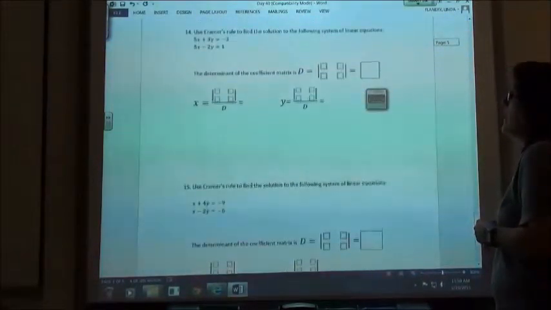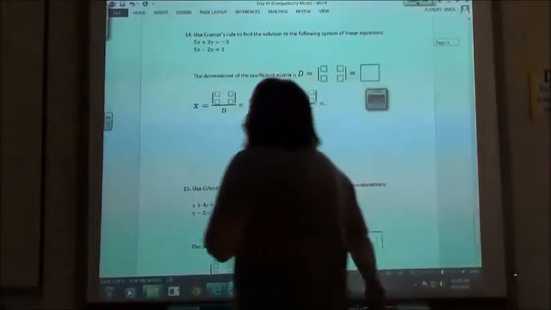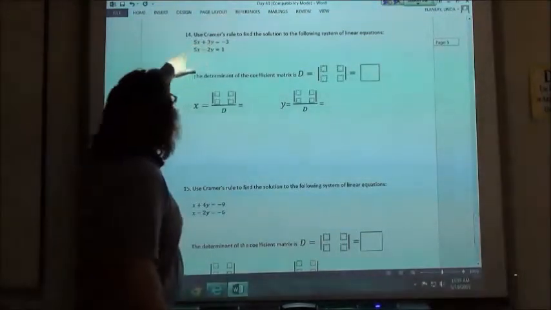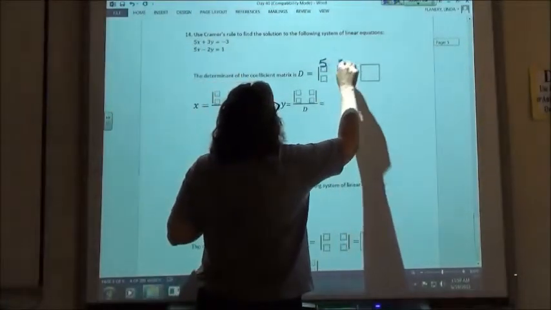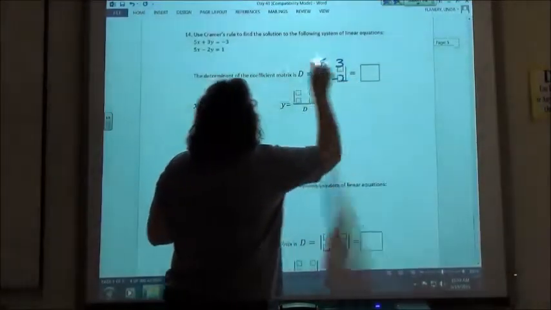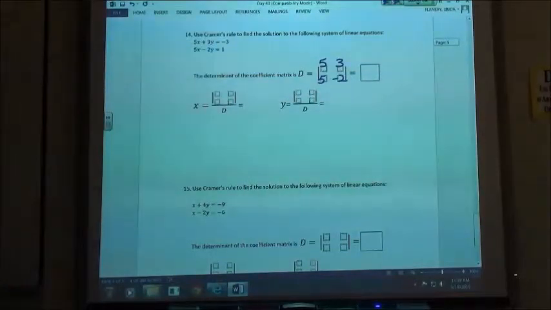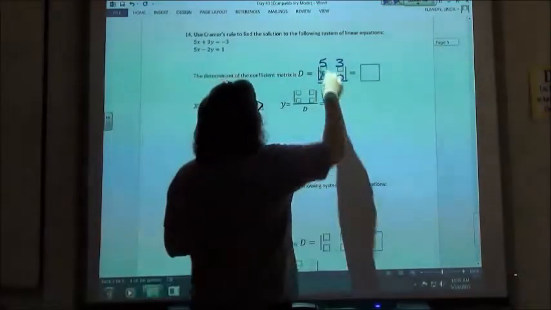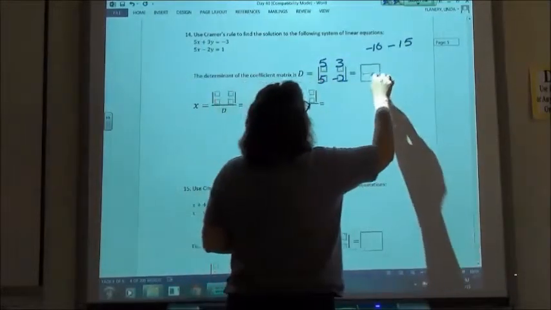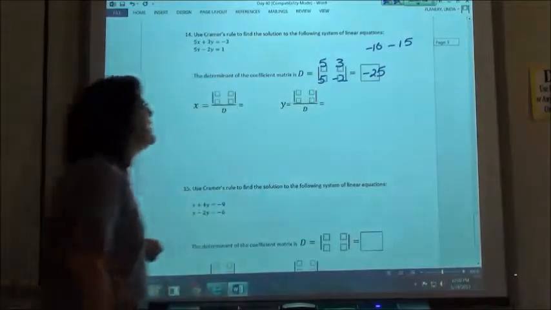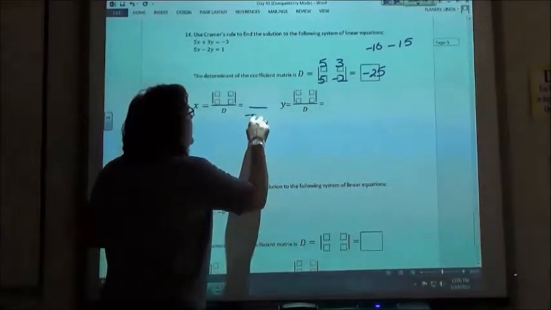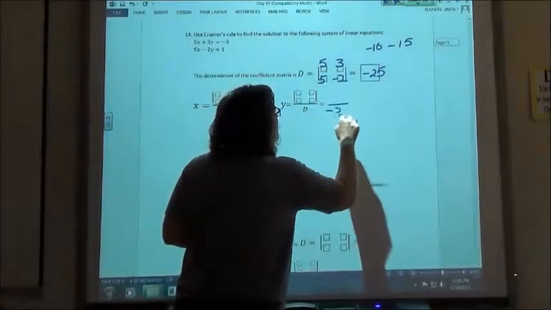So, number 14. I want to use Cramer's rule to solve my system of equations. First determinant, determinant D. I'm going to use my coefficients. So I've got a 5 and a 3 for my coefficients in the first equation, 5 and -2 for my coefficients of my second equation. So, subtracting my cross products, I'm going to have -10 minus 15, so I'm going to have -25 for the value of D. So I know that I'm going to have a negative 25 on the bottom of these fractions.